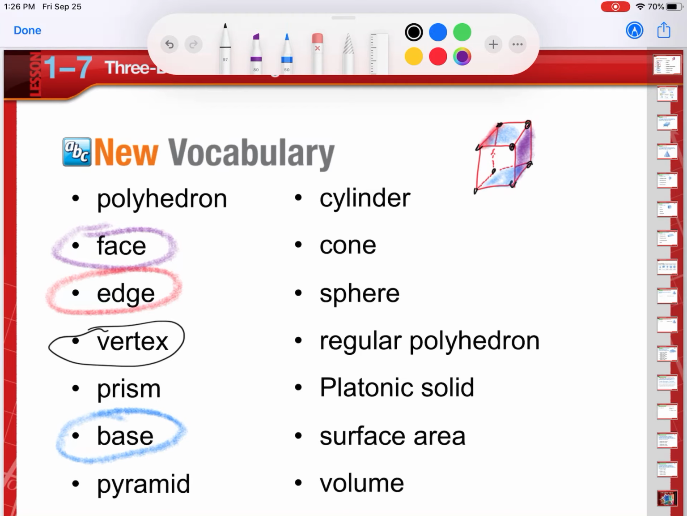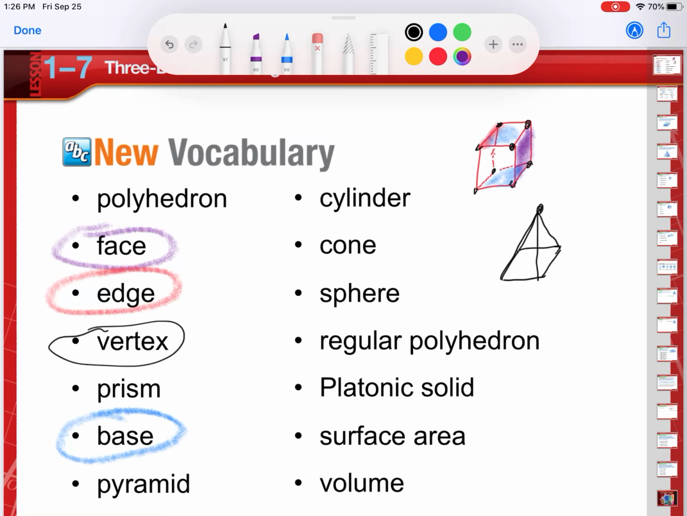So we'll give this a go. If I had that is my base there, and I had a point up here, that would be a pyramid, which is a really, really okay drawing.